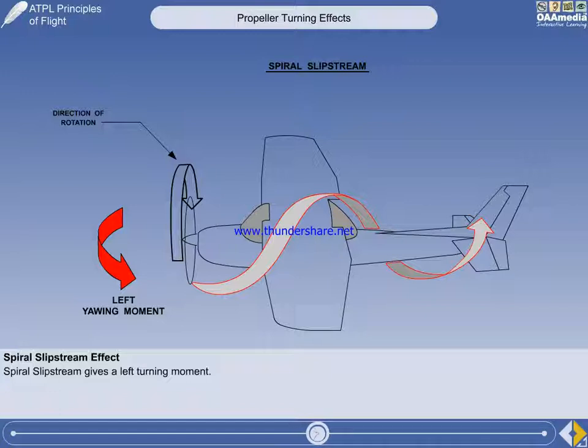In flight, the designers compensate for this by fitting a fixed trim tab to the rudder. But during the takeoff roll, at low airspeed and takeoff thrust, the left turning effect from spiral slipstream is very noticeable and must be compensated for by the pilot using right rudder.